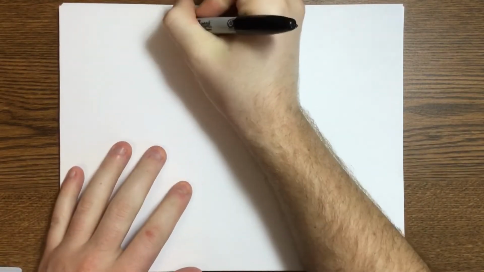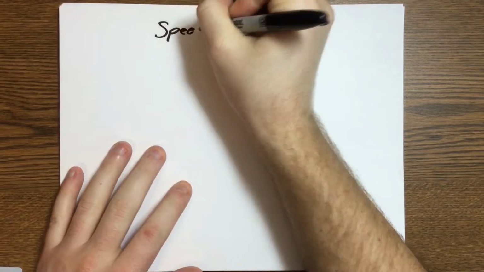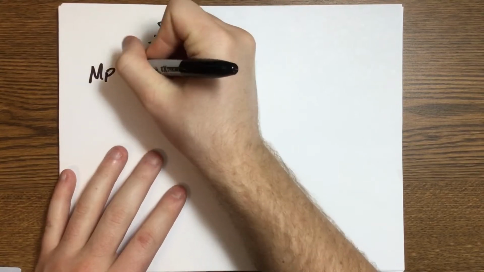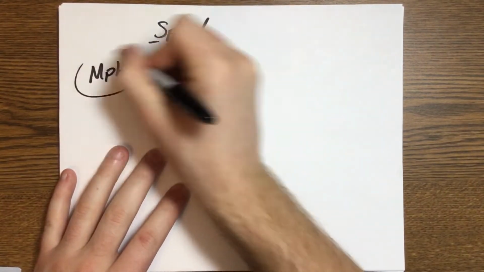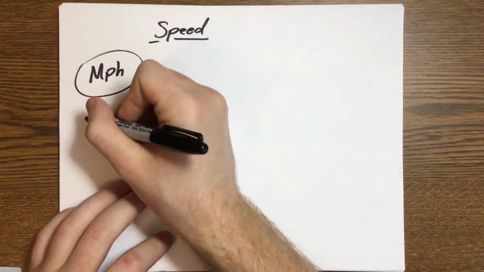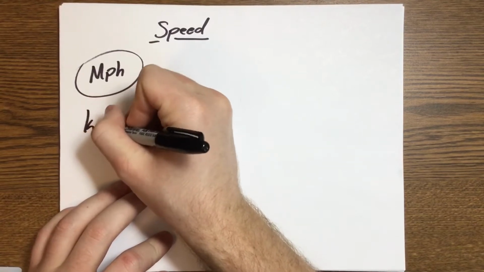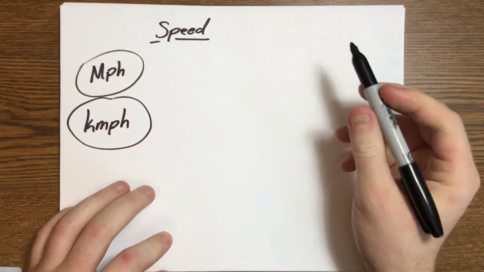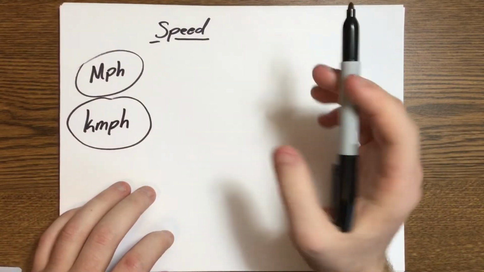All right, so today we are talking about the equation for speed. Now, you may be most familiar with something like miles per hour, or mph. This is what your cars are measuring speed in. There's also kilometers per hour, which there's actually another gauge on your cars that measures that, but it's just lighter.